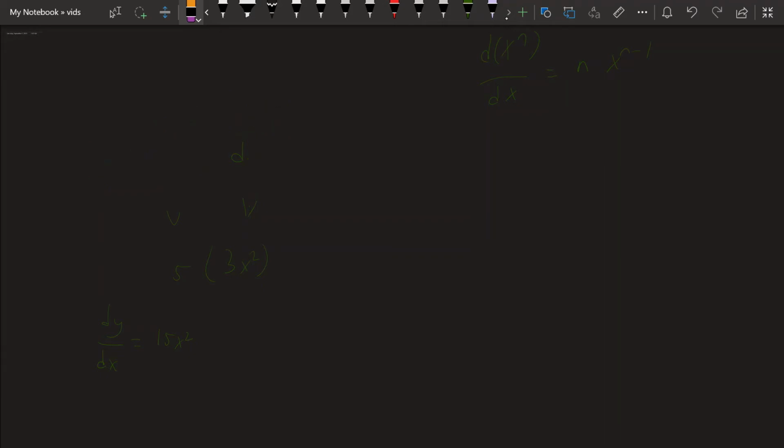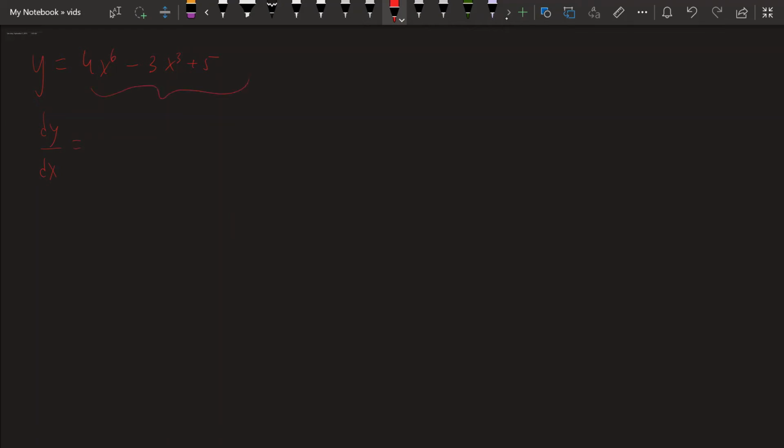Now let me do a polynomial question. Let's pick randomly from the book. Let's say I'm doing example 4b. Example 4b, y is equal to 4x to the power of 6 minus 3x cubed plus 5, right? And we want to find dy/dx.